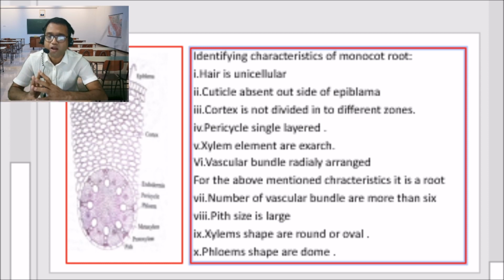So on the basis of the internal characteristics of root and stem, we can differentiate between root and stem.